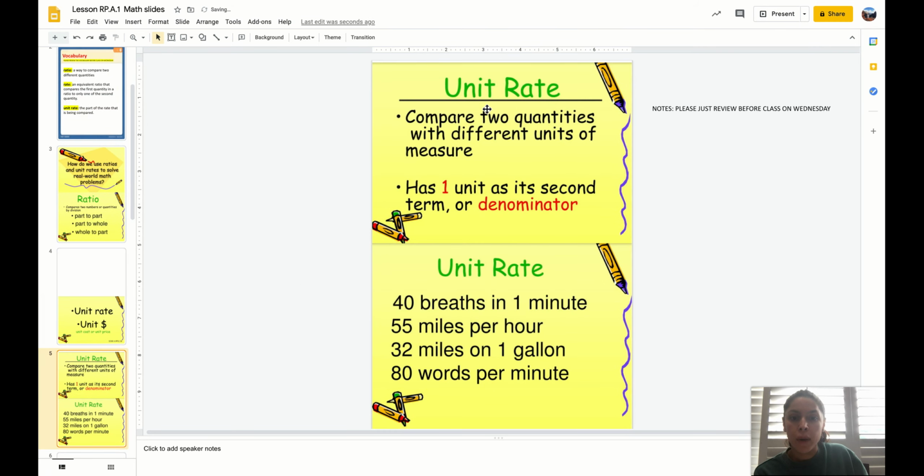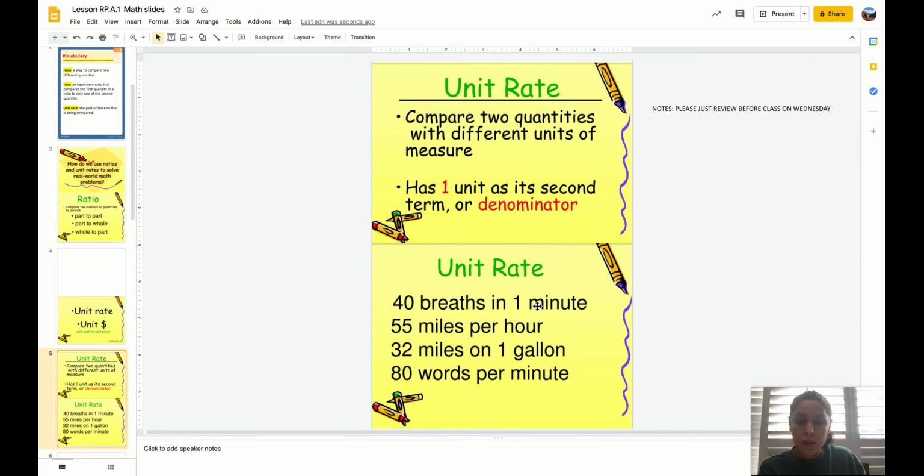Again, a unit rate compares 2 quantities with different units of measure. Like we said, the unit rate for our Starbucks example would have been 1 coffee for $2, because if we had 2 coffees and they were $4, then our unit rate would be 1 coffee, $2.